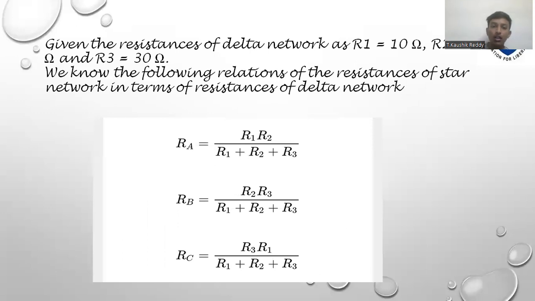It is nothing but RA is equal to R1 R2 by R1 plus R2 plus R3, and RB is equal to R2 R3 by R1 plus R2 plus R3, and RC is equal to R3 R1 by R1 plus R2 plus R3.